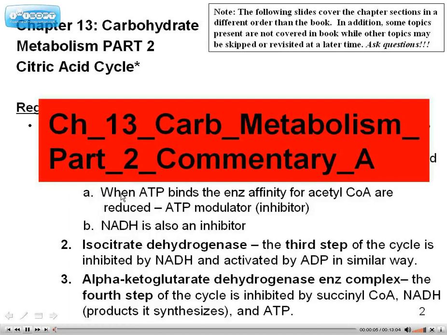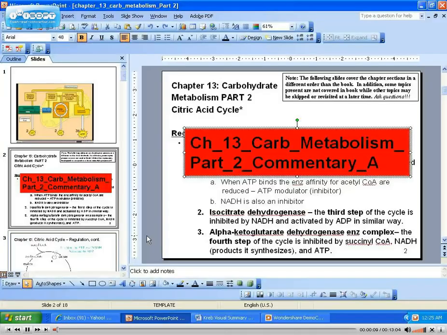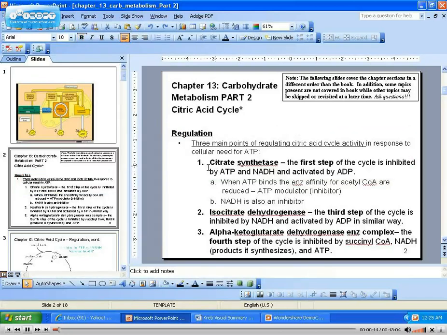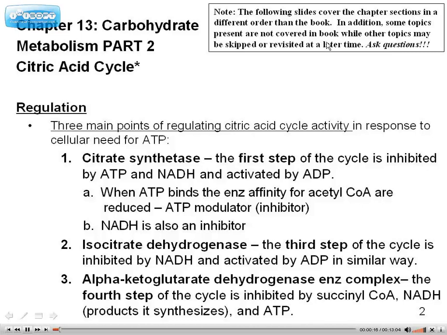This is the Chapter 13 Carb Metabolism, Part 2 commentary. In this first part of the commentary, we're going to continue talking about the Krebs cycle and the three main points of regulating the Krebs cycle.